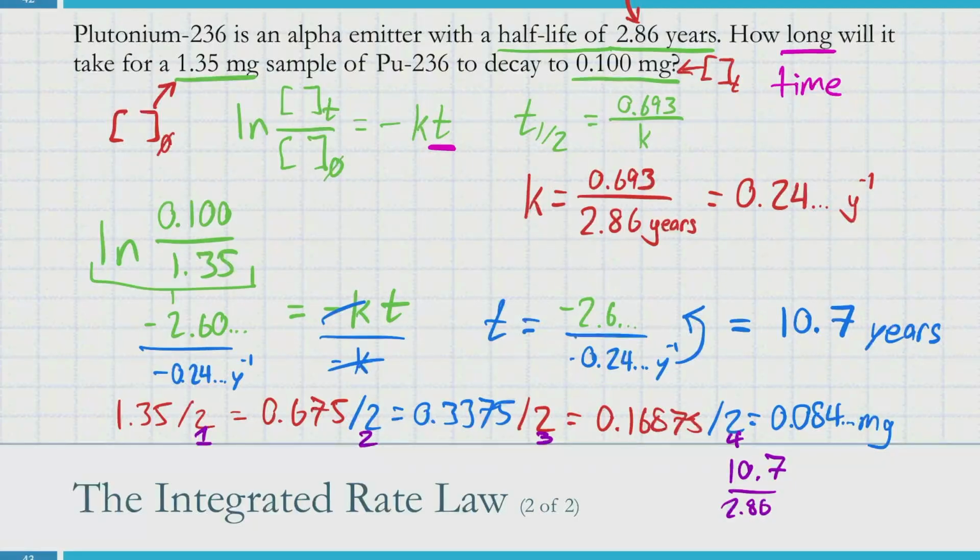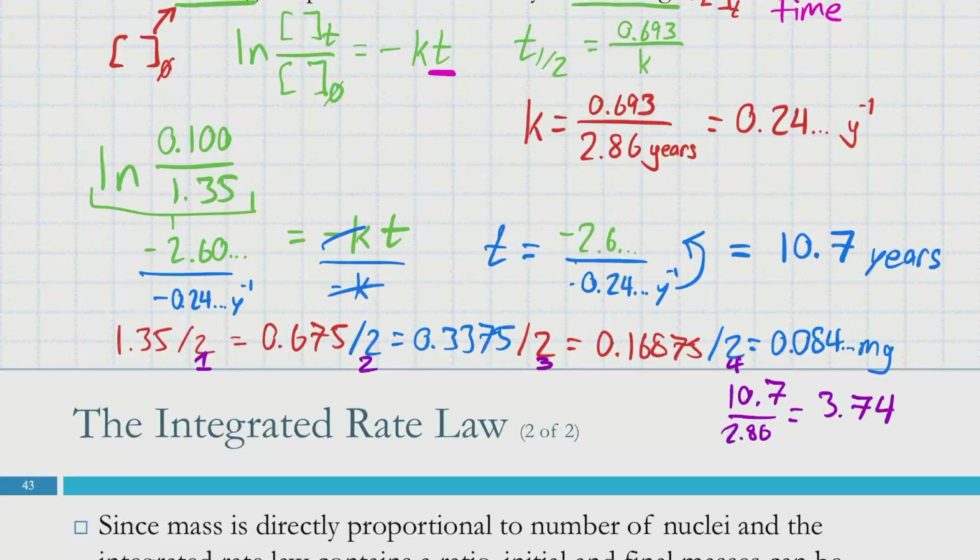10.7 over 2.86. About 3.74 half-lives. That's in the vicinity of 4 half-lives. So this is an answer that makes sense to us. So that would be a way to check. You don't necessarily have to check if you're just confident that you did it correctly.